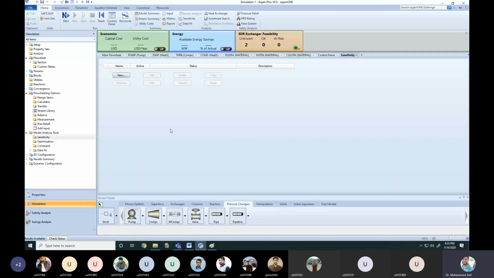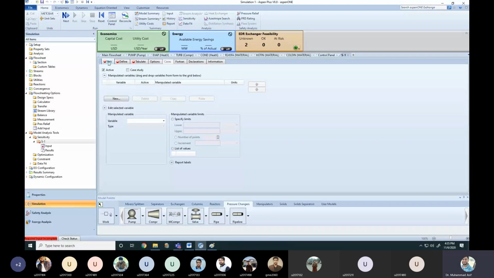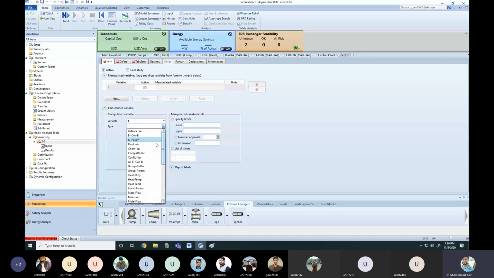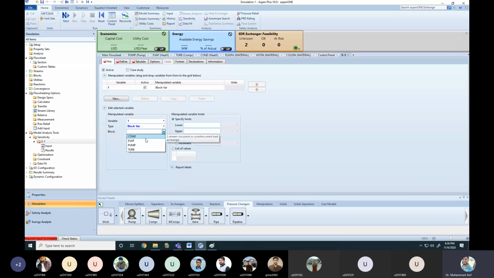So let's say there is a variable, vary means variable. What do I want to vary? I want to vary the pump pressure. So that variable is, let's say, give any name, let's say 1, and this is a block variable because pump is under the block variable. So that's a block variable. Which block? Pump, right?